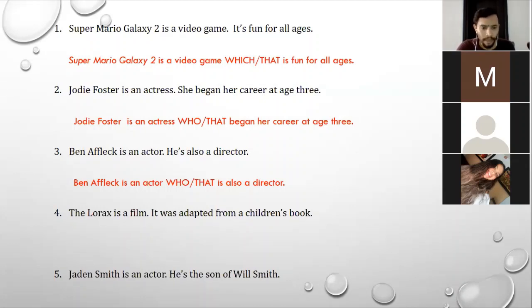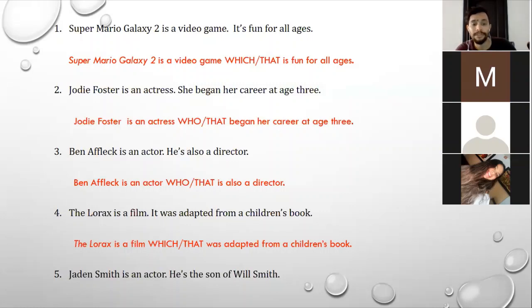Number 4. The Lorax is a film. It was adapted from a children's book. Put it together. The Lorax is a film which was adapted from a children's book. Very good. The Lorax is a film which or that was adapted from a children's book. Now, where is the relative clause? Which was adapted from a children's book. Great. And is that object or subject? Object.